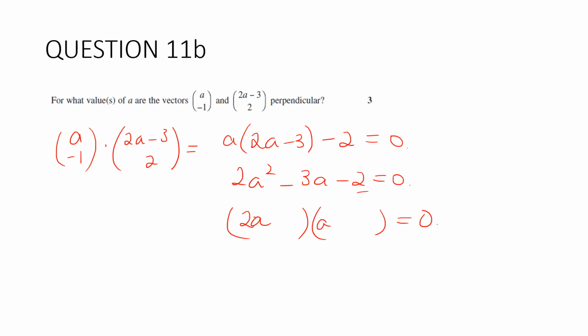Factors here are 2 and 1. I reckon I'm going to go 2 and 1. I want negative 4 plus 1. So therefore a is equal to negative 1/2 or 2.